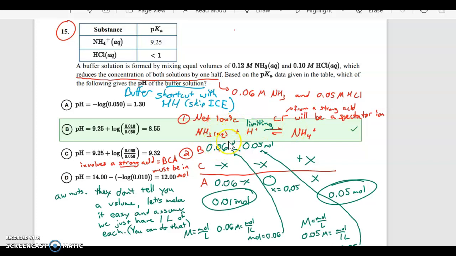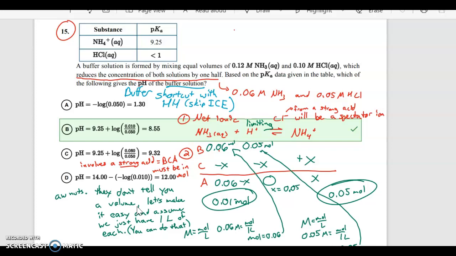But they give you molarities, and they say the concentration of both is cut by 1/2. So these are really the molarities that you're dealing with. And here they also do not tell you a volume, like how much of those things that you have.